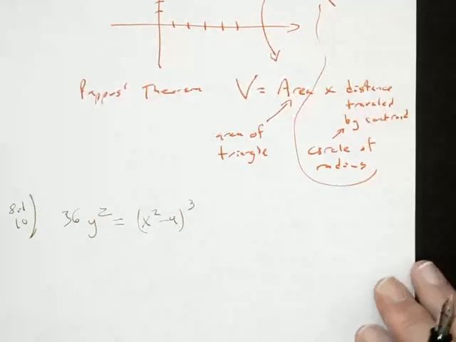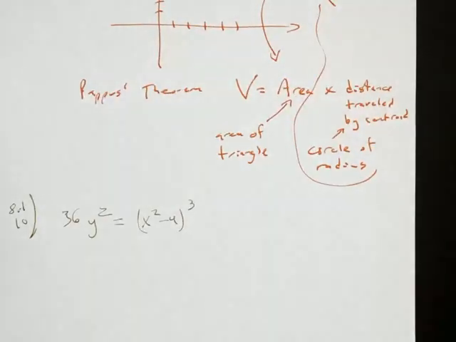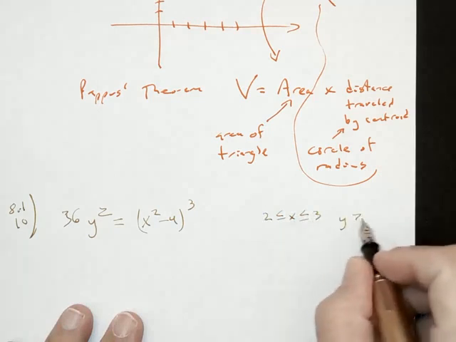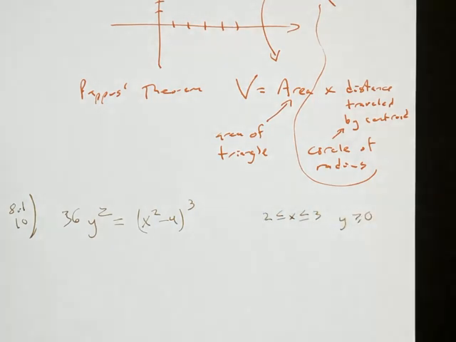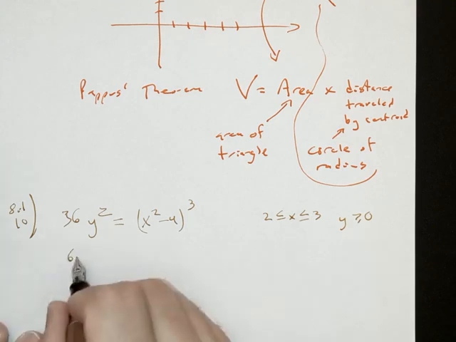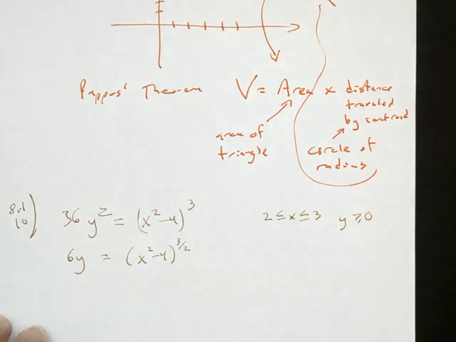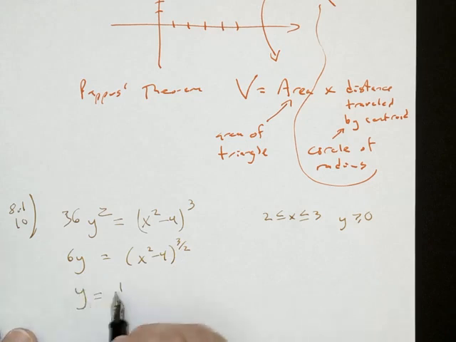I think I'm going to do the same thing I did in the previous one, because it says we're going from 2 to 3 and y is bigger than 0. And I'm going to take a square root. What's the square root of 36y squared? 6y. Poof. And over here, I get x squared minus 4 to the 3 halves. I'll move the 1/6 over and I'll be able to write y equals 1/6 times x squared minus 4 to the 3 halves.